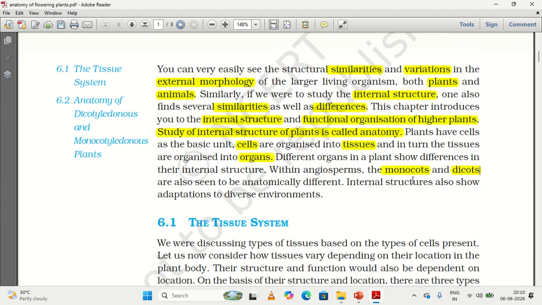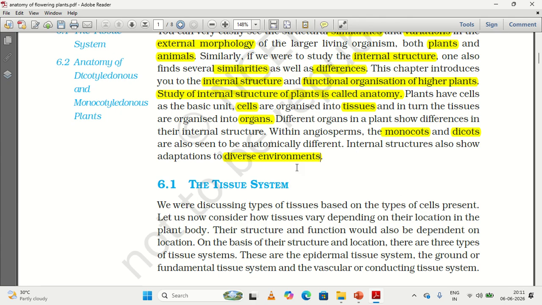Internal structure also shows adaptations to diverse environmental conditions. So the internal structure shows differences according to the environmental conditions. Like you can see a thick cuticle in xerophytes and a thin cuticle in hydrophytes.